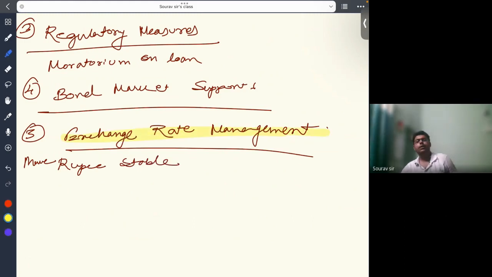So overall, the Reserve Bank of India's monetary policy measures during the COVID-19 pandemic were aimed at supporting the economy and ensuring that there was sufficient liquidity in the financial system. These measures were designed to mitigate the adverse effects of the pandemic on the economy and to support a sustainable recovery. So this is the entire solution of this question.